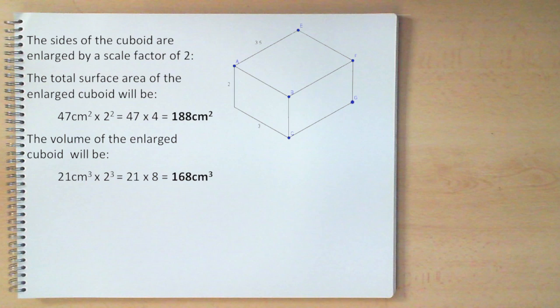So for any given shape, as long as you know either the linear or the area or the volume scale factor, you can work out each of the others. The area scale factor is the linear one squared, the volume scale factor is the linear scale factor cubed. Once you've got that relationship okay in your head, you should be okay to work out any problems involving scale factors and similar shapes.